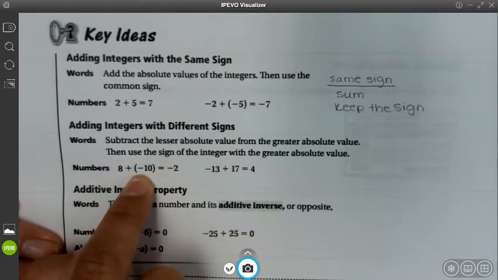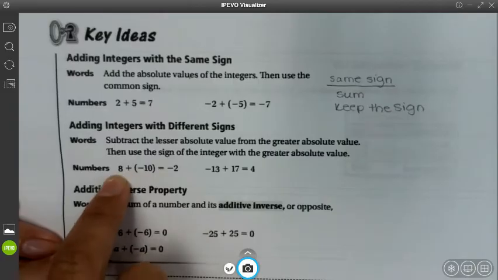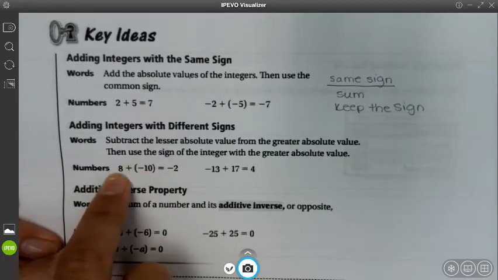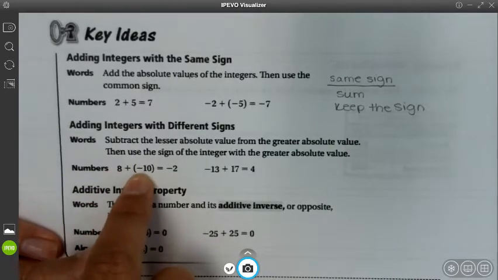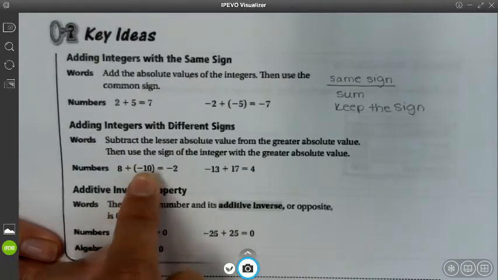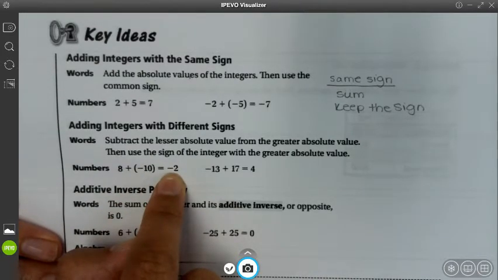The absolute value of negative 10 is 10. That's a greater number than 8. So we're going to keep it negative. I kind of want you to think of this as a game of tug of war. Which number is going to be able to pull further? The negative number pulls further because it has the bigger distance from 0. Therefore, our answer will be negative.